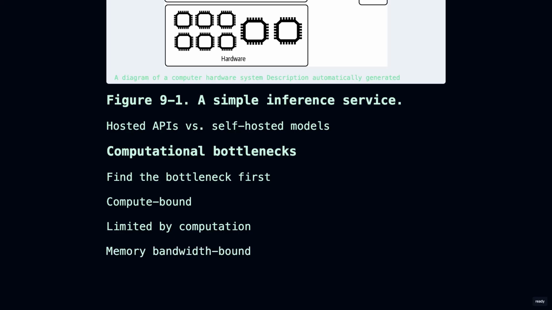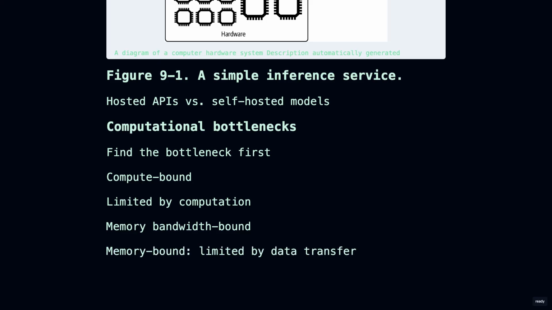A memory bandwidth-bound task is limited by how fast data can move. Even if the processor is fast, performance stalls when the system cannot feed it data quickly enough. This often shows up when data has to move between CPU memory and GPU memory. In practice, that transfer can become the slow step, so the literature often shortens this to memory bound.